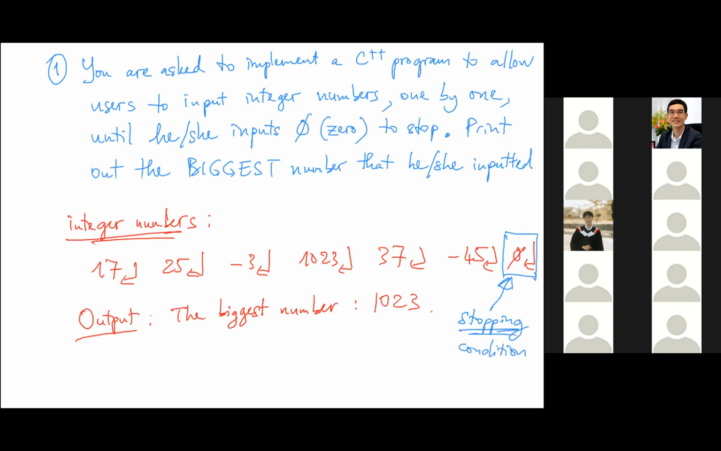Remember. So for example, if I input like -7, -3, -23, and 0 to stop, the output must be -3. This is the biggest. Is it clear to you? Tick the yes if the problem is clear to you.